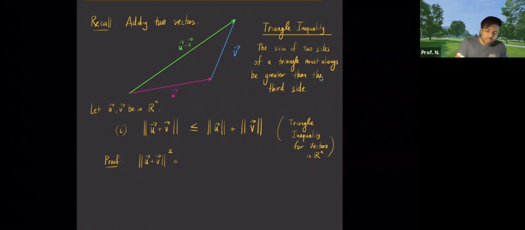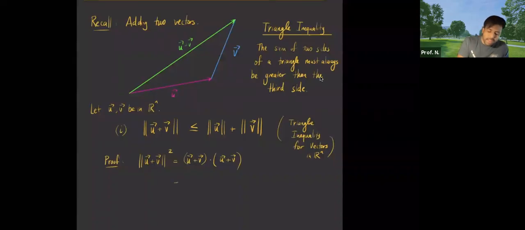So if I square this, what do I get? I get u plus v dot product it with u plus v. I get the dot product, remember? The norm of a vector is just the dot product of itself. Especially when I have the norm of something squared, I get rid of that square root. So I have a dot product.